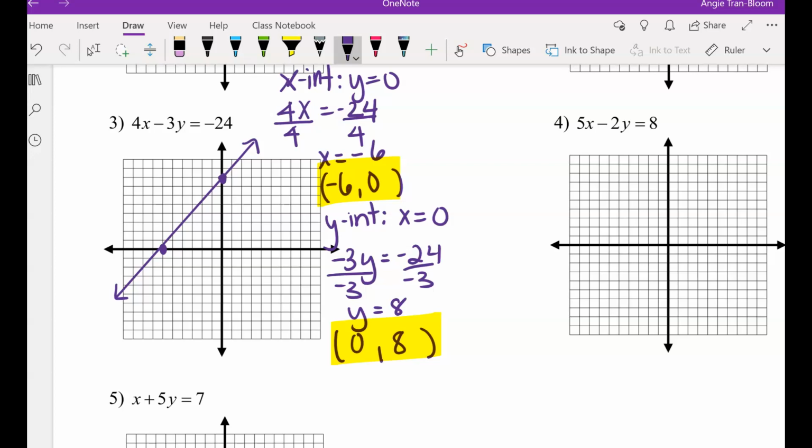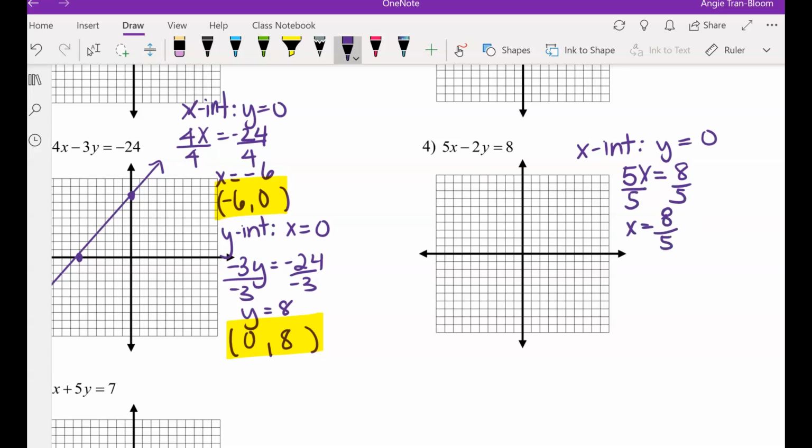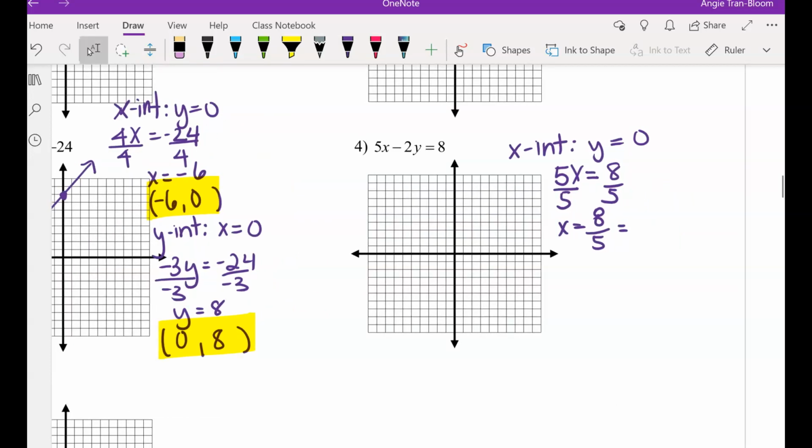Number 4. How do we find the x-intercept for number 4? You cover what? The y. X-intercept, y equals 0. That means you cover the y. You are left with 5x equals 8. Divide both sides by 5. X equals 8 over 5. That's as low as you can go in improper, but sometimes it's easier to put it in mixed numbers so you can see where it is. What is that in mixed number, not decimal? 1 and 3/5. So the ordered pair is going to be (1 and 3/5, 0).